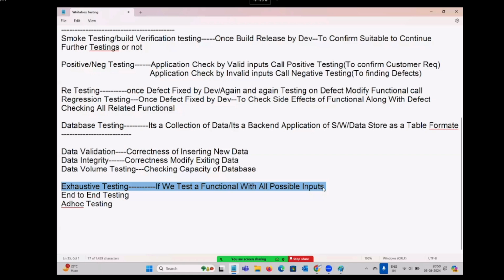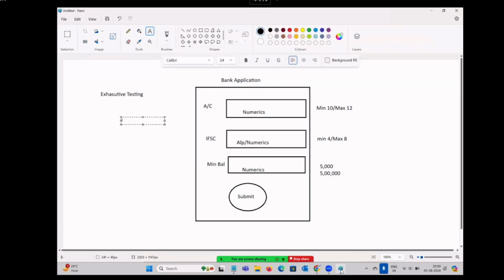You know, exhaustive testing is not always possible. Then what do we have to do? We have to use automation tools, Selenium. I'll tell you the best example. Account number is one functionality, IFSC code is one functionality, minimum balance is one functionality. Every requirement is called one functionality.